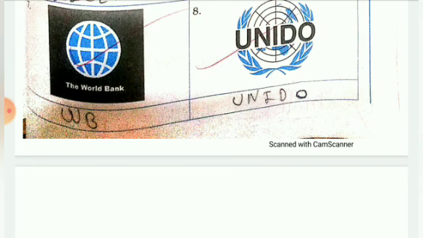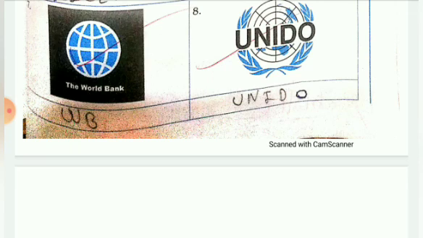This supports a wide range of areas: education, health, public administration, infrastructure, financial and private sector development, and natural resource management. So this World Bank supplies loans to developing countries at a low rate.